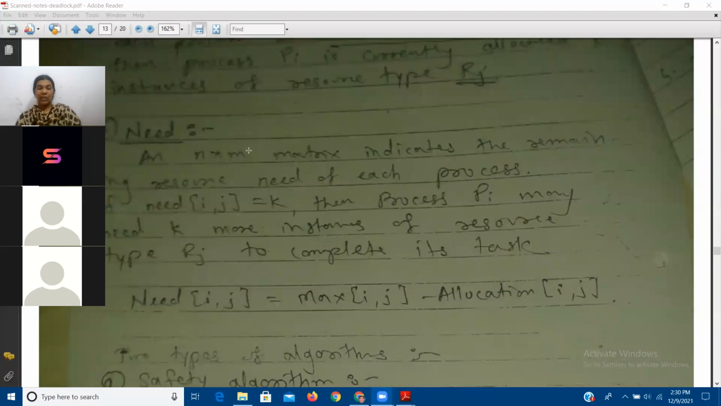So these are the data structures. These are the tables, the matrices where we are keeping the information about the resources and processes and the number of instances. So need is calculated. Need is nothing but max minus allocation. So process P0 was in requirement of a maximum of 10 printers.